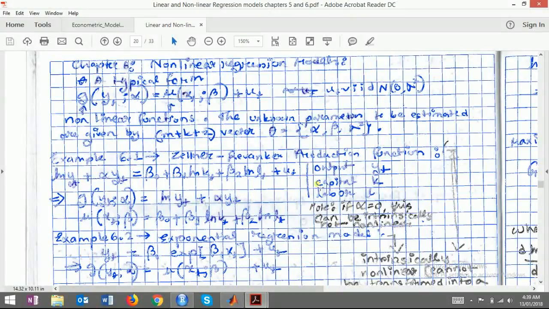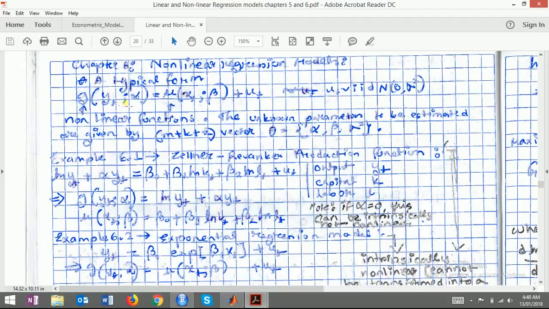Okay, today we're going to start talking about chapter 6, nonlinear regression models. The previous chapter concentrated on linear regression models, which was an amazing chapter. Now we'll move on to discussing nonlinear regression models. A typical form of a nonlinear regression model looks like this.